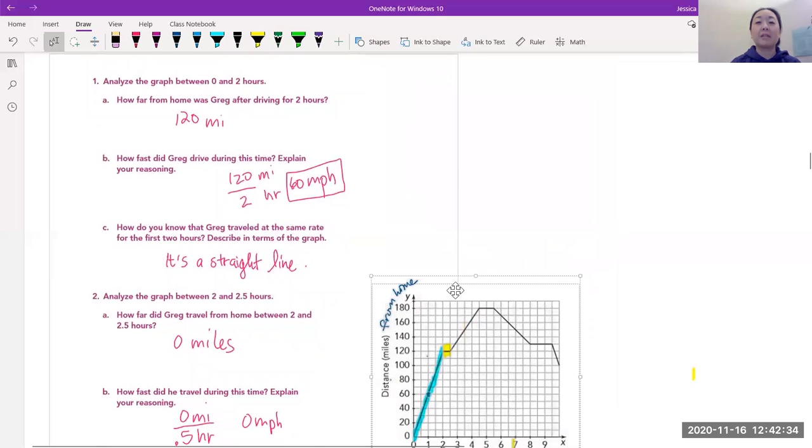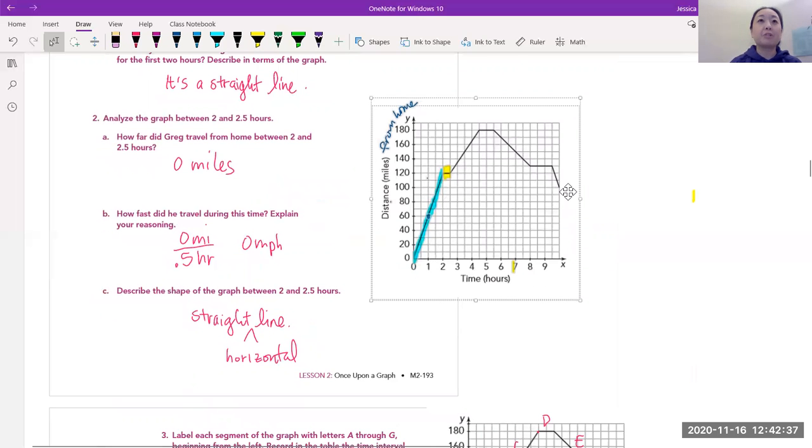So see the yellow right there? This part between 2 and 2.5. How many miles did Greg travel during this time? Well, it literally flatlined. He's not getting any further away from his house, right? So he didn't travel anything. What was he doing? Probably eating or something like that, or going to the restroom. He had a stomach ache. All right, so he's going 0 miles.